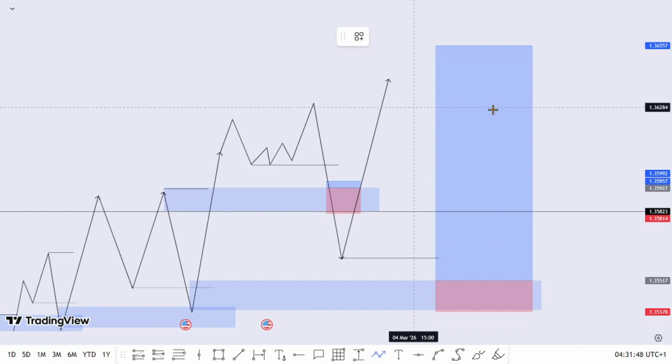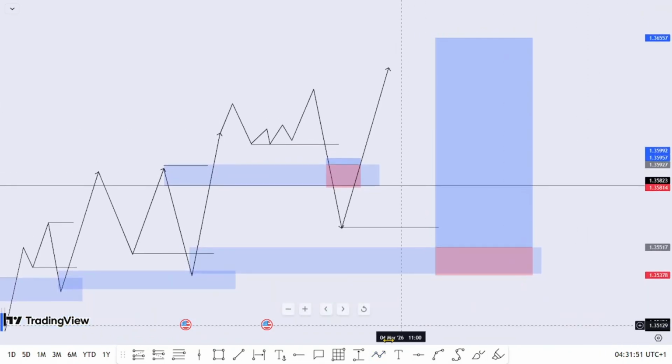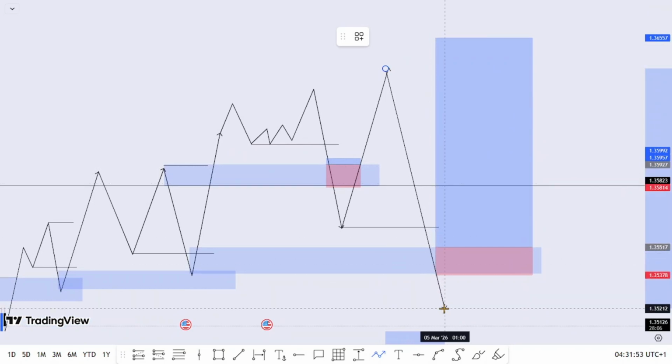But what if price does something like this now? Why is this sensitive? What if price does something like this and stops me out?